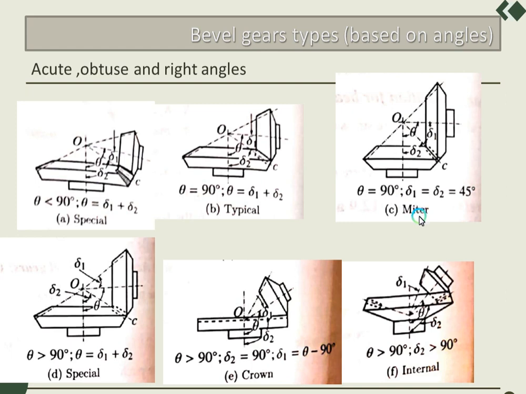In miter gears, you can see the pitch angles of both the pinion and the gear are equal, that is 45 degrees. So you can see here delta 1 and delta 2 are equal to 45 degrees. So this is about the types of bevel gears.